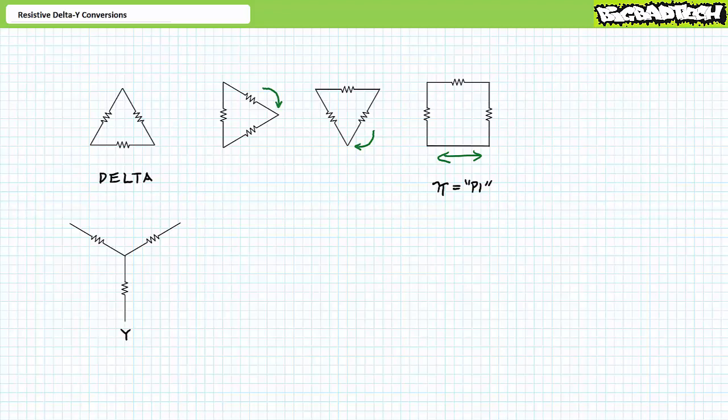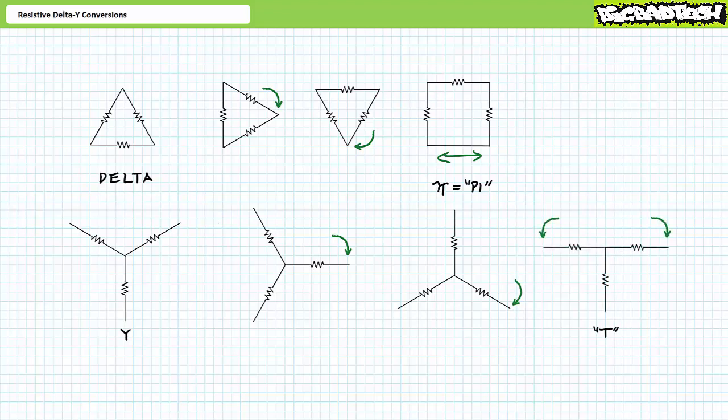A Y configuration, in contrast, is also a three-terminal relationship of three resistors, only this time the three resistors go from three external nodes into a central node, forming the shape of a Y. The Y could be on its side, or it could be doing a handstand. If you bend down the arms of the original Y, you might get something shaped like the letter T, and Y-configured networks are often referred to as such.